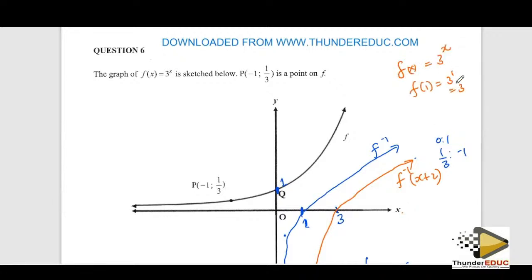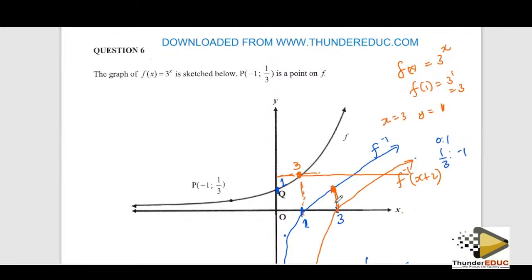If x is such that the y is going to be a 3. But then with the inverse, if x is a 3, y is going to be a 1. That is x is a 3, y is going to be 1.